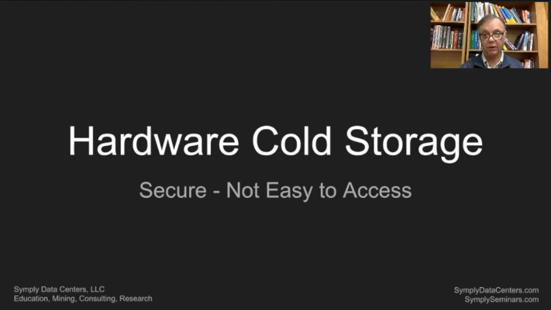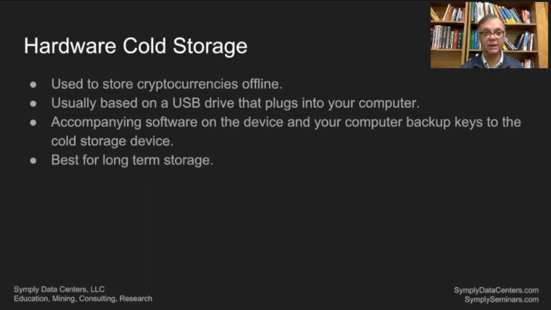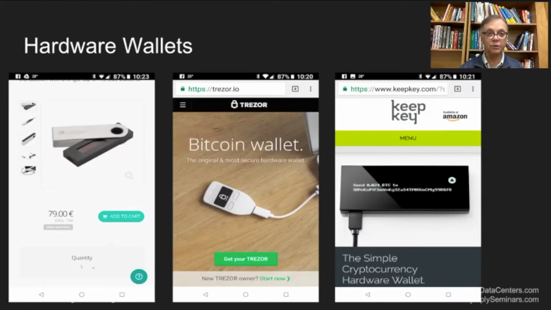Then we have hardware cold storage. It's very secure, but a little clumsy and slow to access. Think of this more like a safe deposit box or a savings account. You store your cryptocurrencies offline, and again, we're not really storing the cryptocurrency, but access to your cryptocurrency. Quite often, the mechanism for using this kind of storage is a USB drive that plugs into your computer. You run software that allows all the information to be put on the cold storage device. This is a good solution for long-term storage.